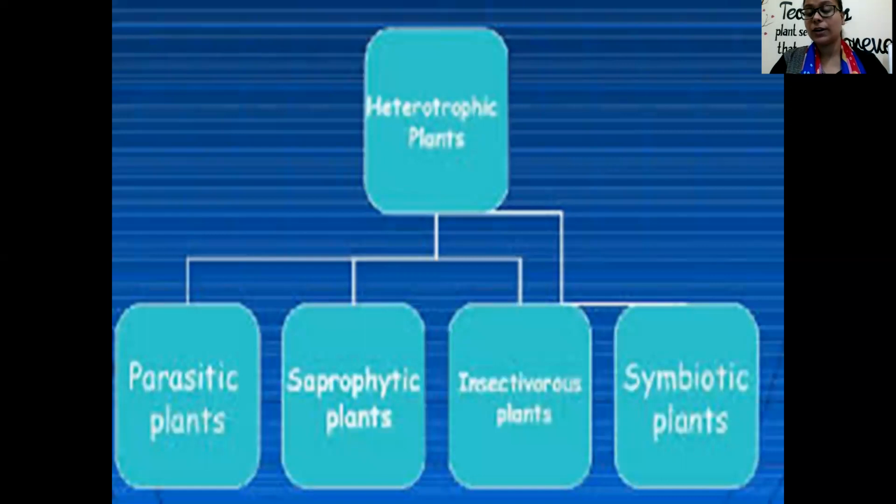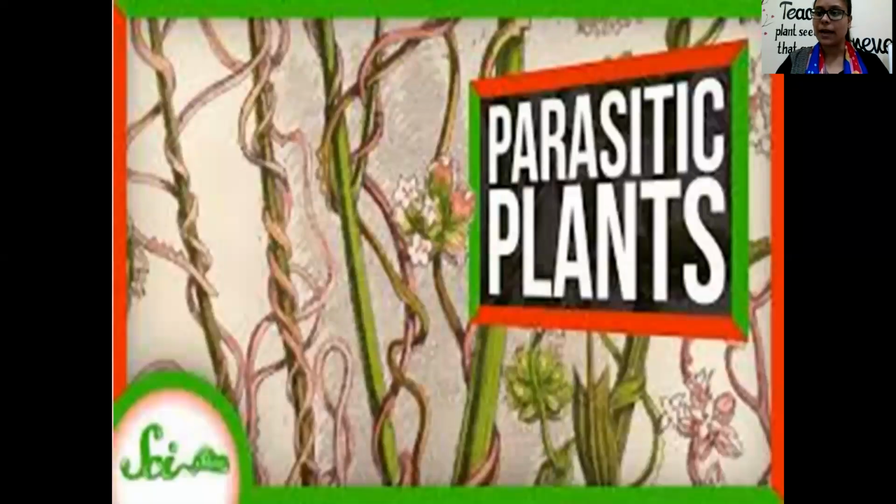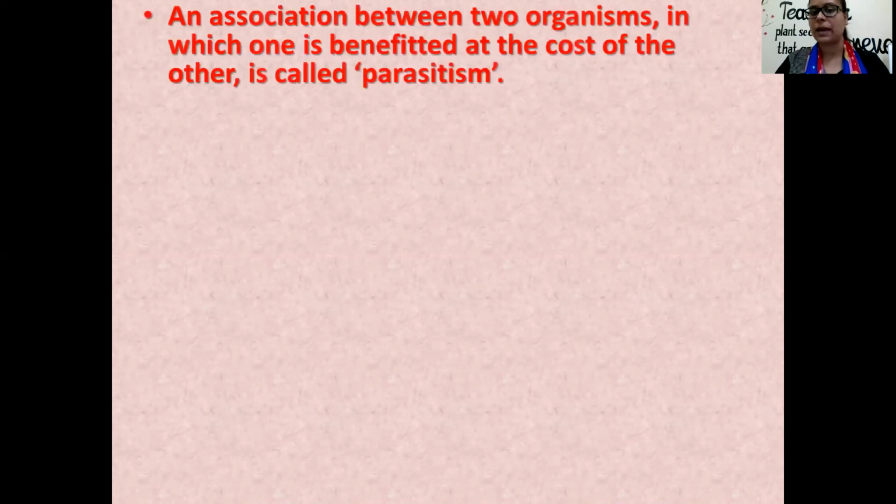Now we'll see what the categories under the heterotrophic plants are. There are parasitic plants, saprophytic plants, insectivorous plants, and symbiotic plants. So today we will talk about parasitic plants and insectivorous plants in specific. Now the parasitic plants. We'll talk about what parasitic plants are, how they function, and why they are called parasites.